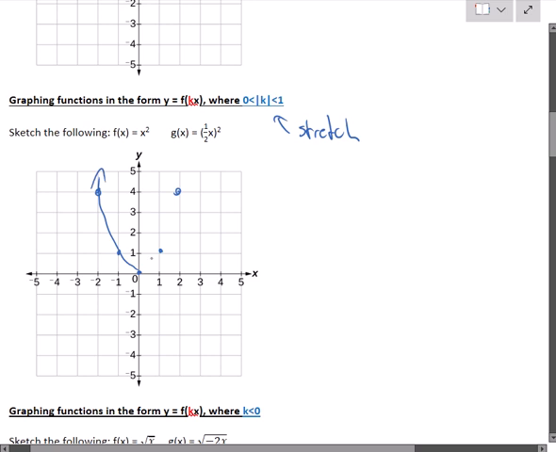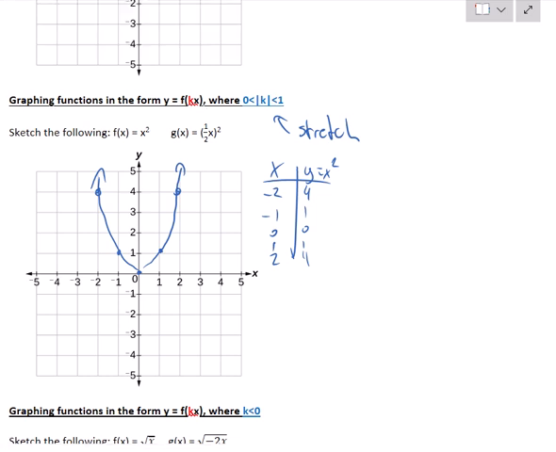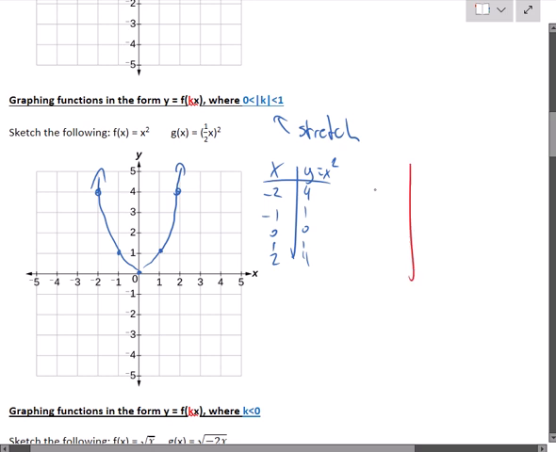Let's get a table of values, so negative 2, negative 1, 0, positive 1 and 2, and we have 4, 1, 0, 1, 4, x and y equals x squared. And then our transform function is here. We have half of x, so we need to do the opposite of that. So we want to do 2 times x, and then y is the same. Y remains as 4, 1, 0, 1, and 4.